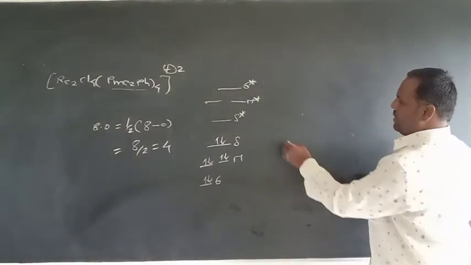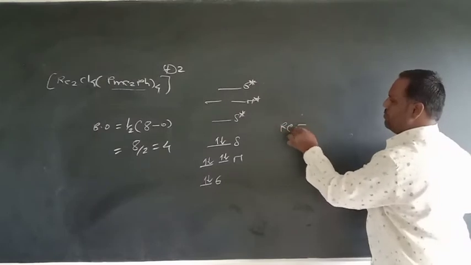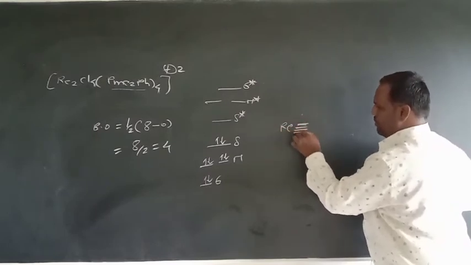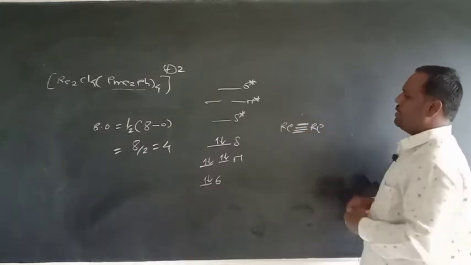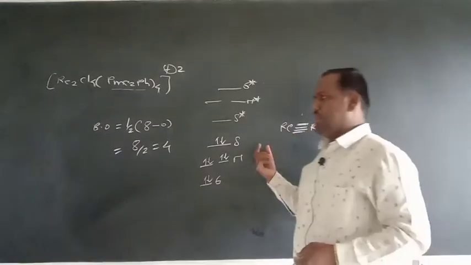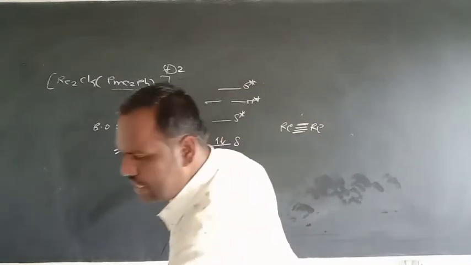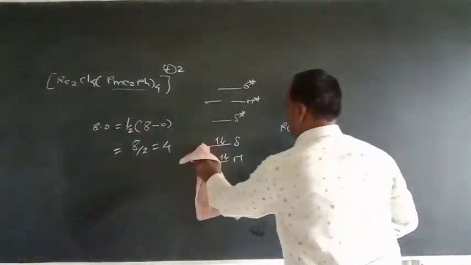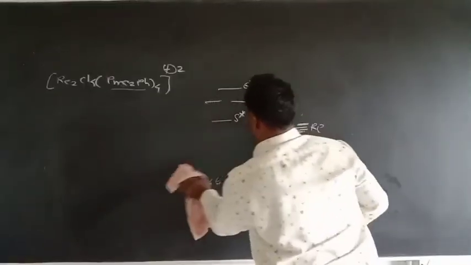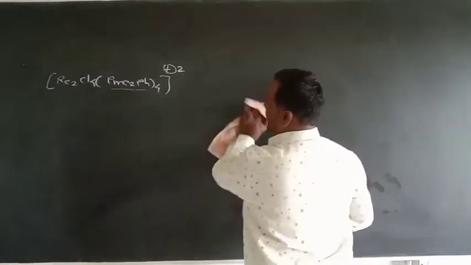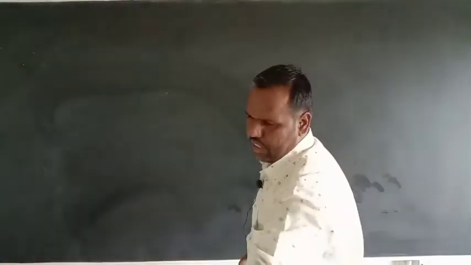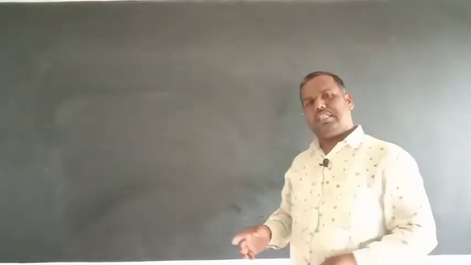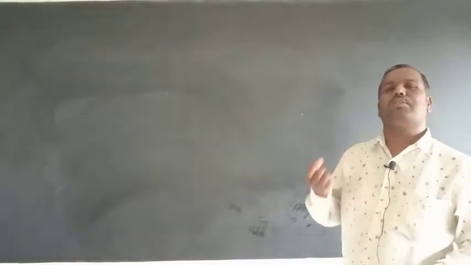So if you consider the structure, between these two rhenium atoms there are a total of 4 metal bonds, and the remaining ligands are attached to this metal. So if you consider all these three complexes, you should keep in mind that as the oxidation state increases, the bond order also increases.